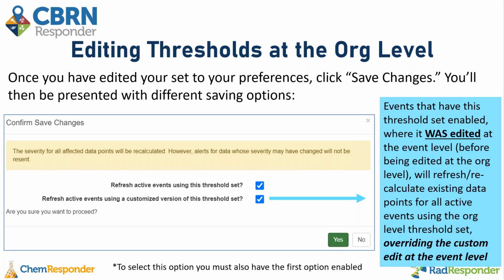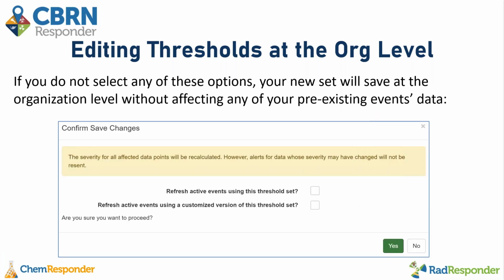If I select refresh active events using a customized version of this threshold set, this means that events that have this threshold set enabled, but it was edited at the event level before being edited at the org level, will refresh and recalculate the existing data points for all active events using the org level threshold set, therefore overriding the custom edit that you made at the event level. If you choose not to select any of these options, your new set will save at the organization level without affecting any of your pre-existing events data.